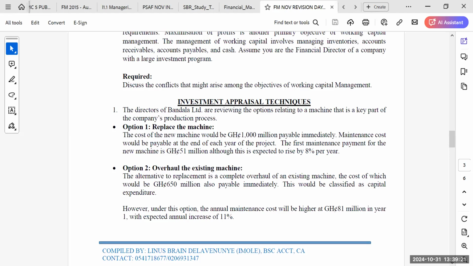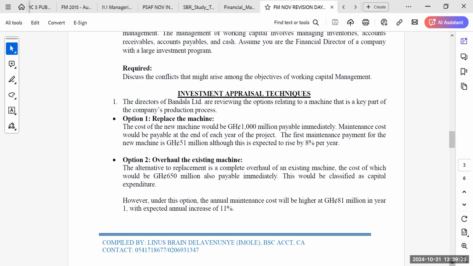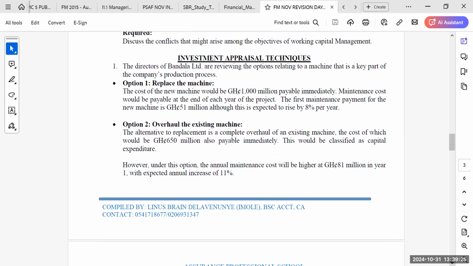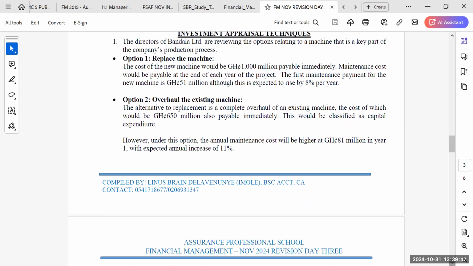So we look at the issue of option 2. We want to do overhauling of the machine. Overhaul the existing machine. The alternative to replace is a complete overhaul of an existing machine, the cost of which will be 650 million, also payable immediately. This will be classified as capital expenditure. So the overhauling is a capital expenditure.